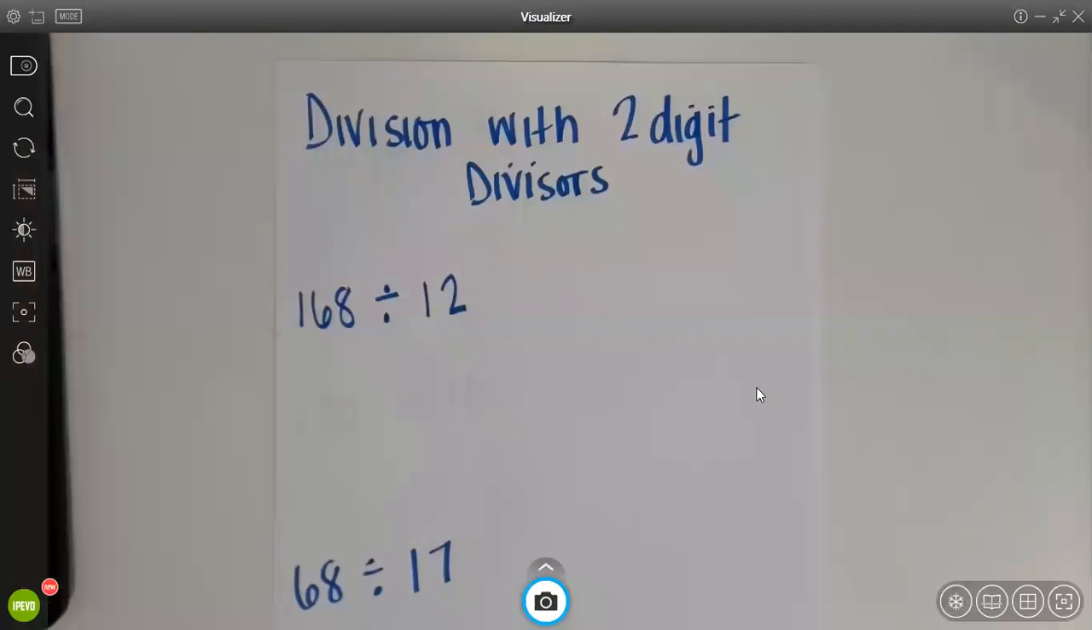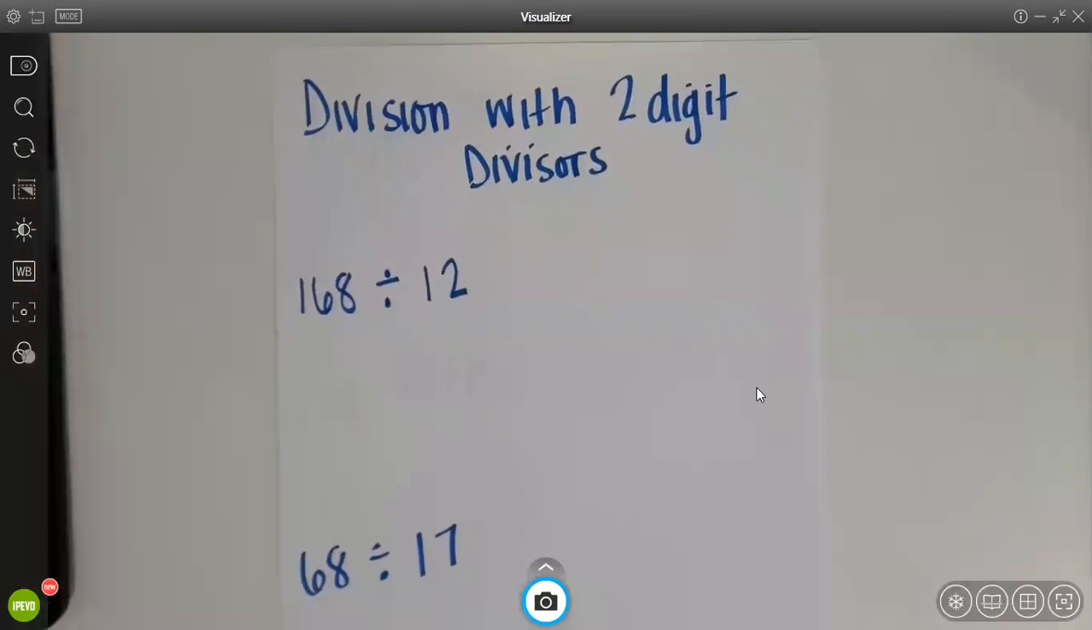Hi, everybody. So today we're going to learn a little bit about division with two-digit divisors. There are lots of different strategies for solving division problems like this. We are going to use partial quotient. I'm going to demonstrate how you would use partial quotient with a problem like this, and then you'll have some time to practice it. And remember that this is a 5th grade skill that we're just giving you a little bit of an introduction to.